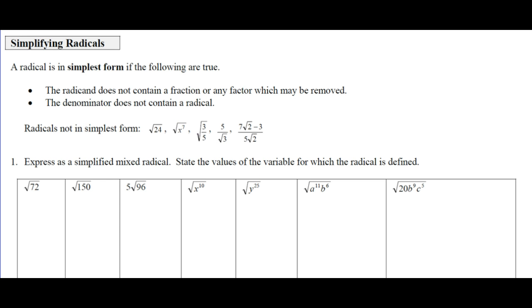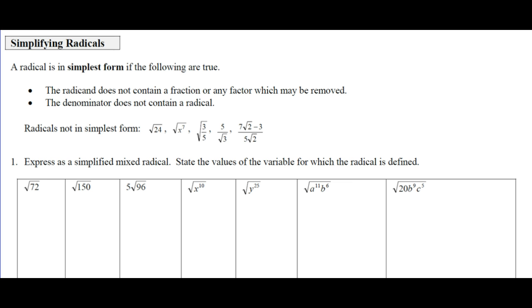There's more, though, isn't there? Simplifying radicals. Do you remember simplifying radicals? If not, well, we're going to go through it again. A radical is in simplest form if the following are true. The radicand, which is the thing under the radical sign, does not contain a fraction or any factor which may be removed. The denominator does not contain a radical, right?